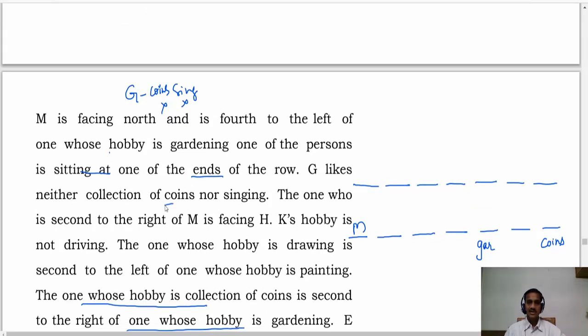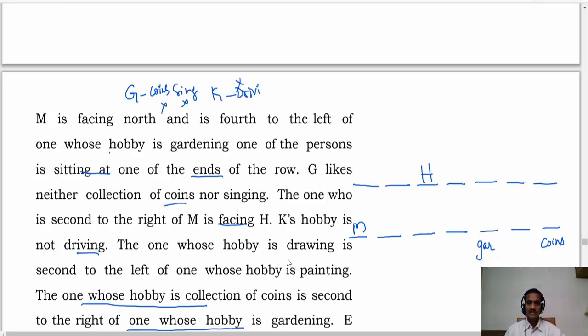And G likes neither collection. The one who is seated second to the right is facing H. Second to the right, and that person is facing H. K's hobby is not driving. K driving is ruled out.